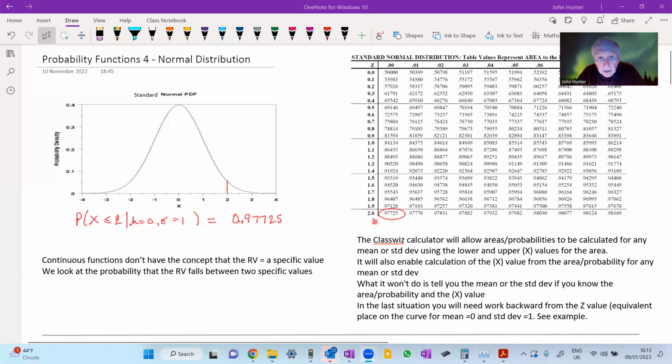But what we're interested in is the probability the random variable is less than or equal to, or less than. It's essentially the same thing. Less than 2, that would be 0.97725. That's what we've got there. Okay, so that's good. Now we can do that with a calculator.